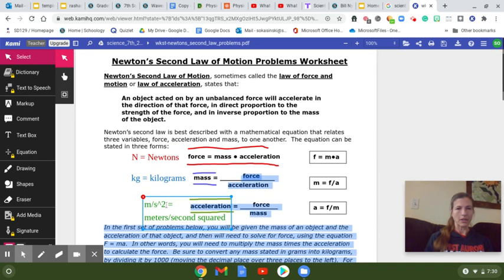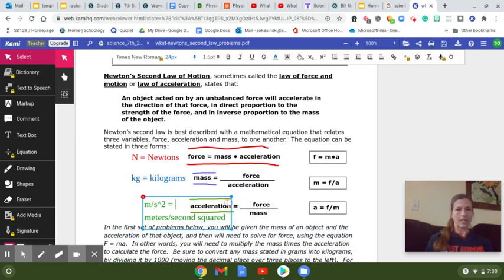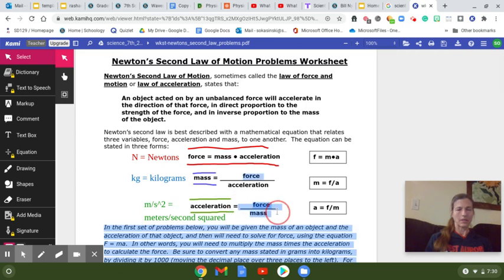The third type of calculation you'll be doing is for acceleration. And acceleration is force divided by mass. And the units of measure for acceleration is meters per second squared. That's how we say that, meters per second squared.